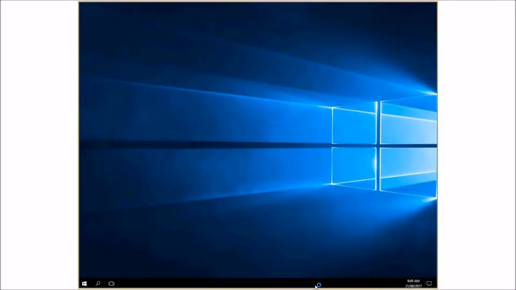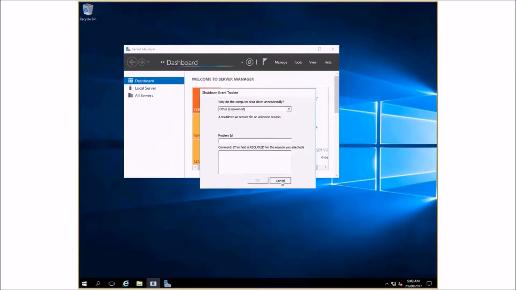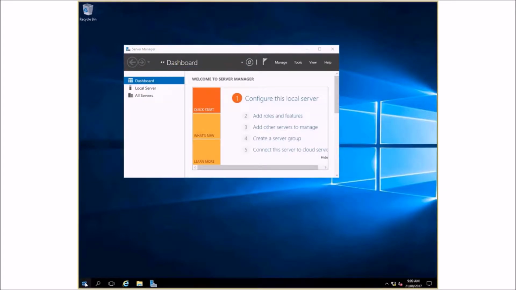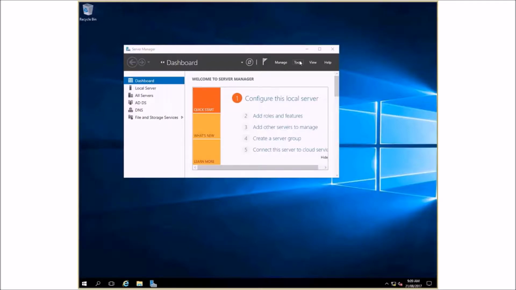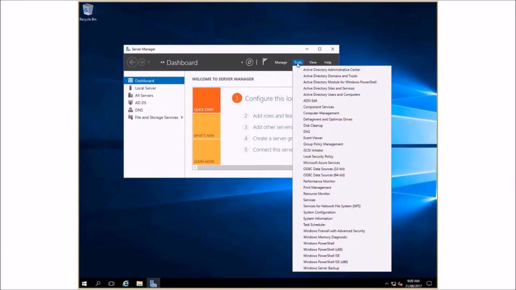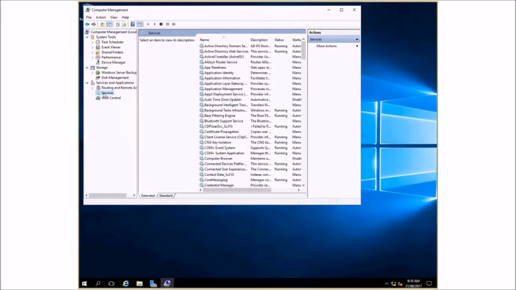But this is my server machine, and just like any Windows, whether it's Windows 10 or the server, you can right click on your start menu and go to computer management, which will start up this computer management, and from here you can actually look at the services function. Okay, so this is one way.